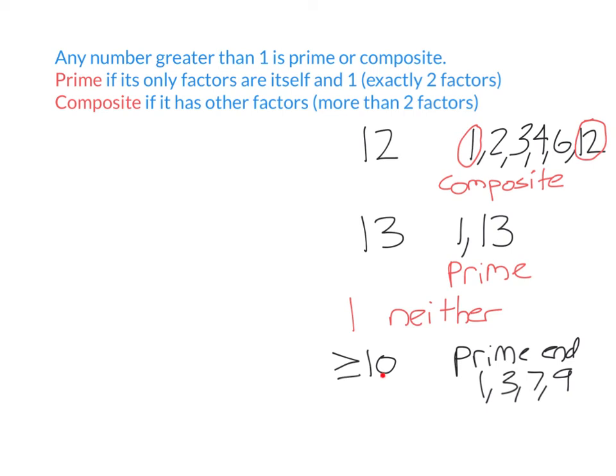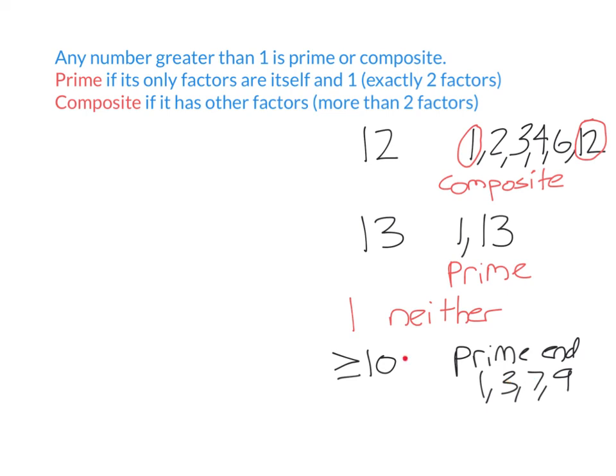Also, numbers greater than or equal to 10, if they end in 5, they can't be prime because they will have a factor of 5. 5 is the only number ending in 5 that is prime. So any other number ending in 5, 15, 25, 75, all of those numbers are composite because they must have a factor of 5. So if a number greater than 10 is to be prime, it must end in either 1, 3, 7, or 9.